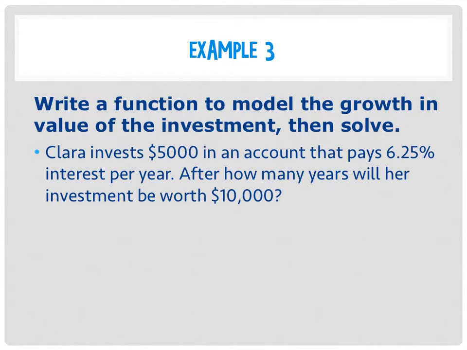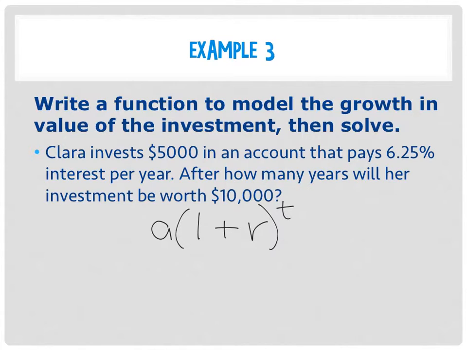So this starts by saying write a function to model the growth in the value of the investment and then solve it. It says Clara invests $5,000 in an account that pays 6.25% interest per year. After how many years will her investment be worth $10,000? So the first thing we want to do is, it states it in the beginning, but it's obviously growth. It's continuing to grow 6.25%. But when I set it up, it's my initial times 1 plus the rate to the t, which is however many years it's in there.